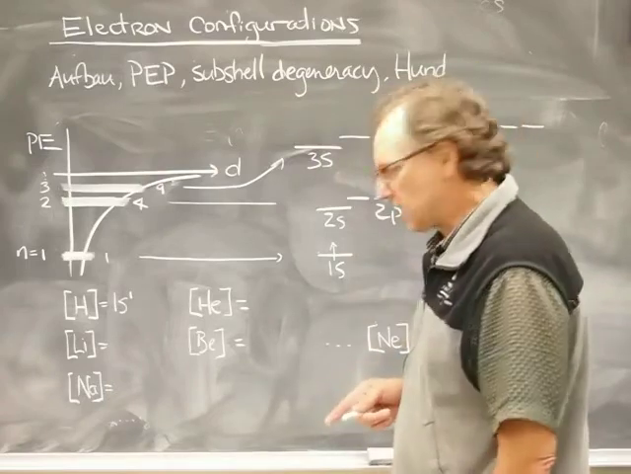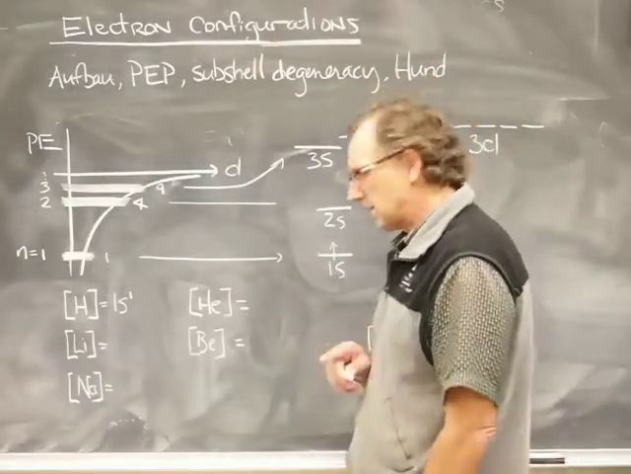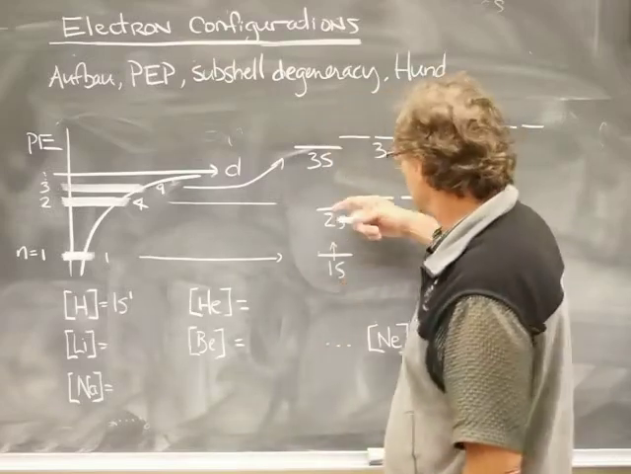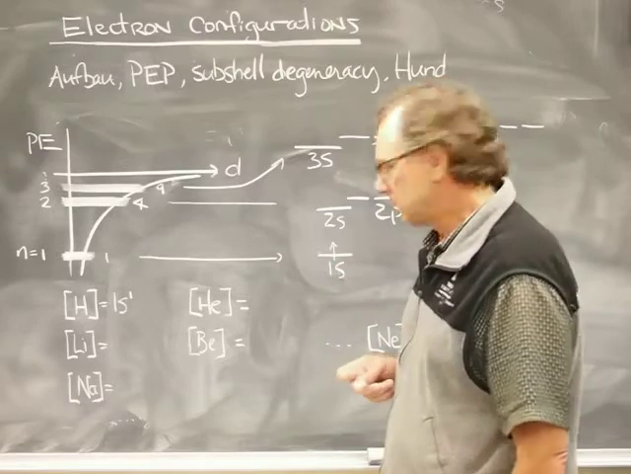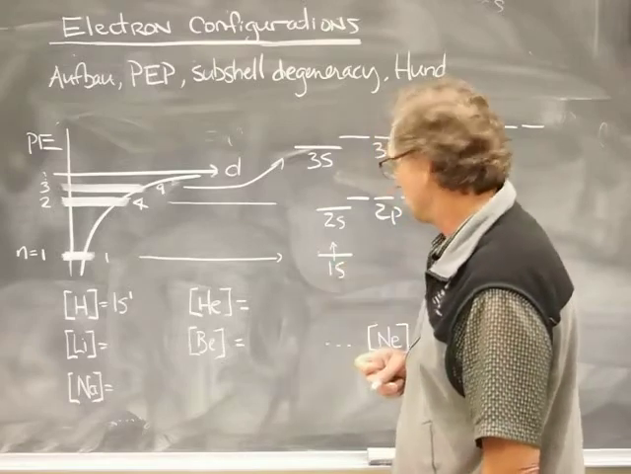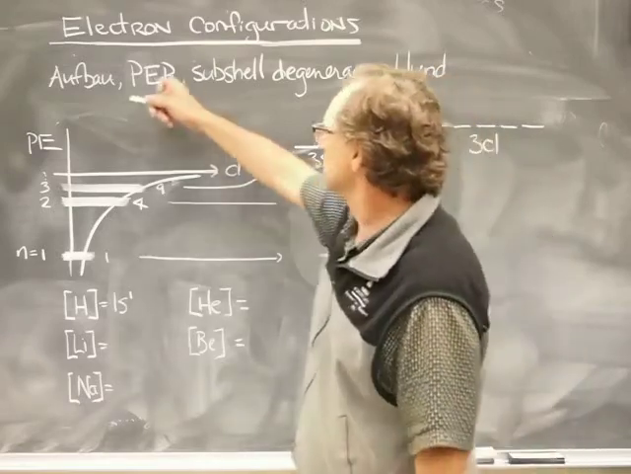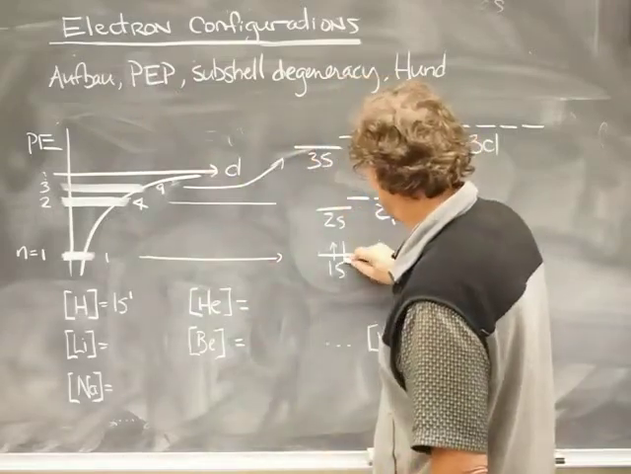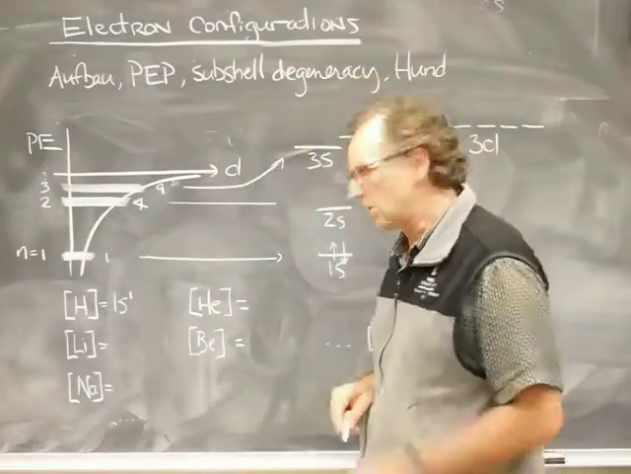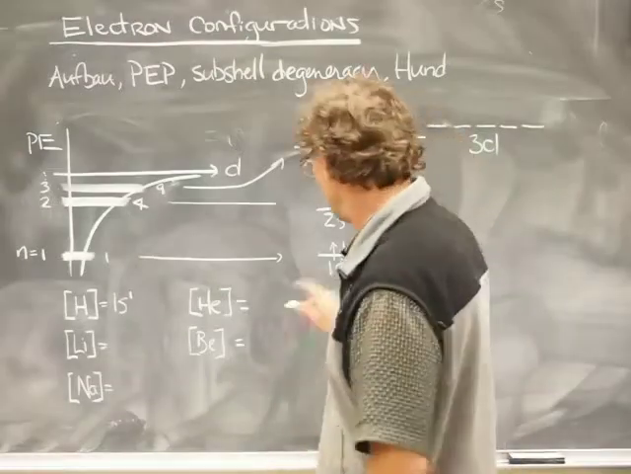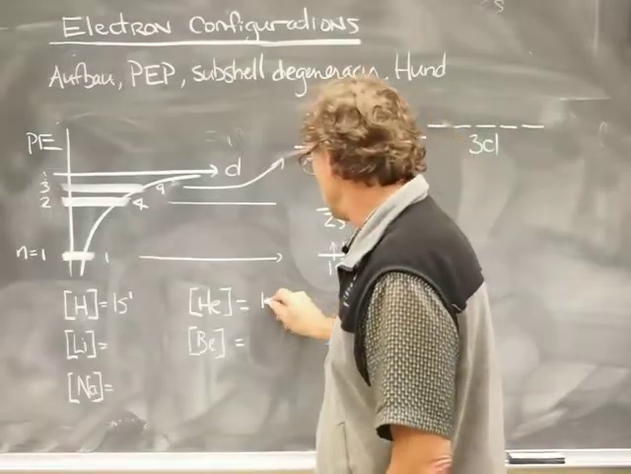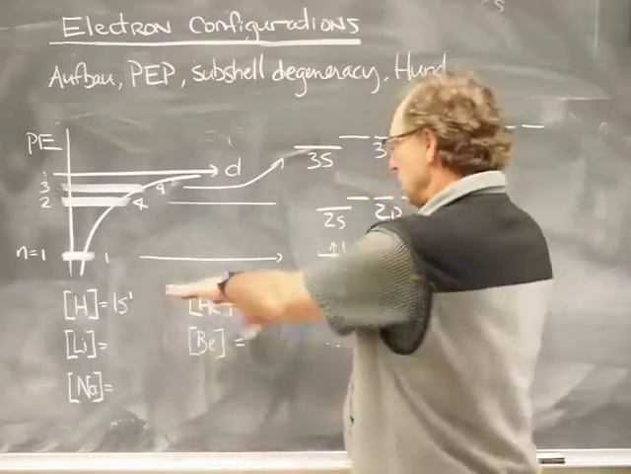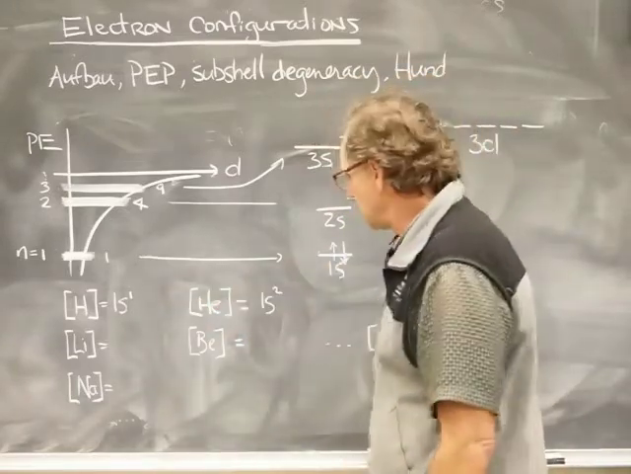We go to the next atom, that's helium. Helium has 2 electrons. To use Aufbau, I need to put them in the lowest orbital, and that's fine. But I'm going to now use PEP, which says if you have 2 electrons in the same orbital, they have to be spin paired. That means opposite spins. That's fine. I would write that as 1s2. So now we have a filled first shell.